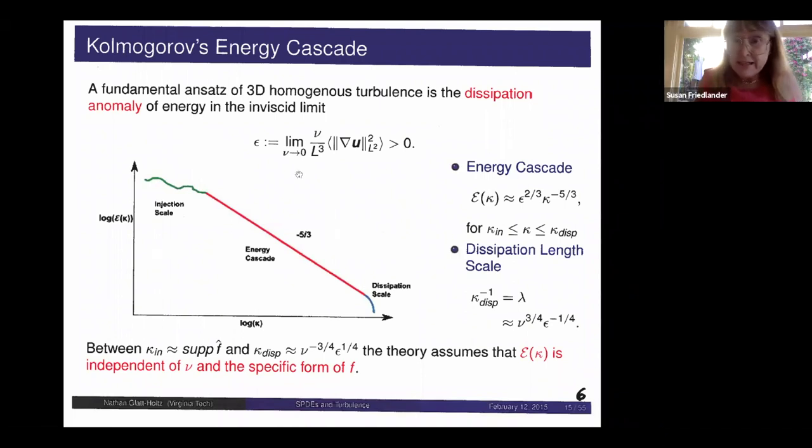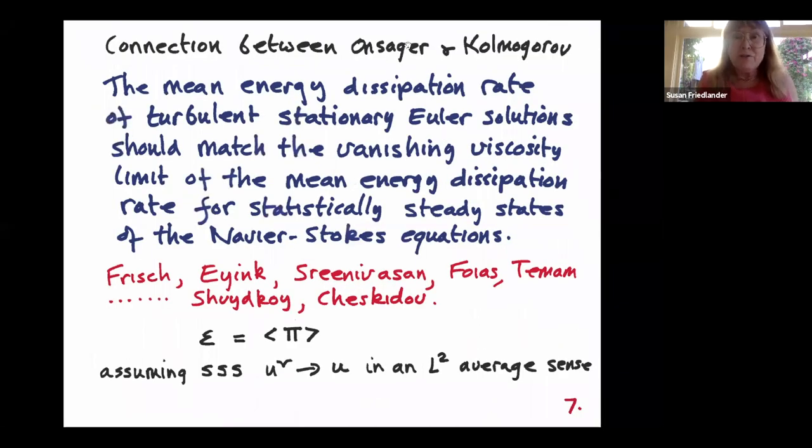And connected with that is this famous five-thirds spectrum for Kolmogorov's theory of turbulence, namely that the energy cascade goes via a minus five-thirds law in the region of three-dimensional homogeneous turbulence, this region being referred to as the inertial range. Of course there should be, and there are, very good arguments to make a connection between Onsager and Kolmogorov.